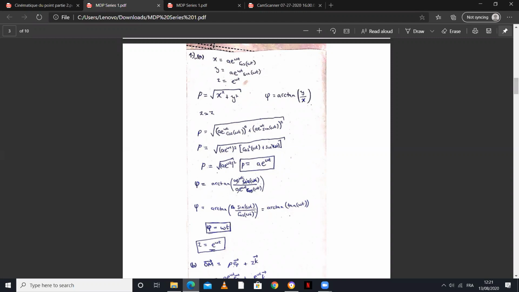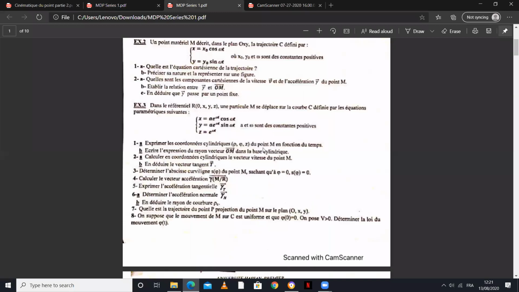And z, as I told you before, in the Cartesian coordinates and the cylindrical coordinates, the z is the same thing. It does not change. So z is still going to be exponential omega t. Et voilà, les expressions rho, phi et z dans les coordonnées cylindriques. We have their expressions in terms of t, as the question was asking us, okay? They said exprimer les coordonnées cylindriques rho, phi, z du point M en fonction du temps. So we have our expressions there that I've boxed.